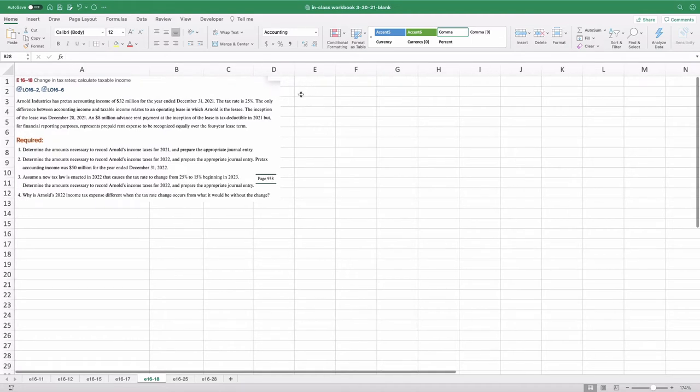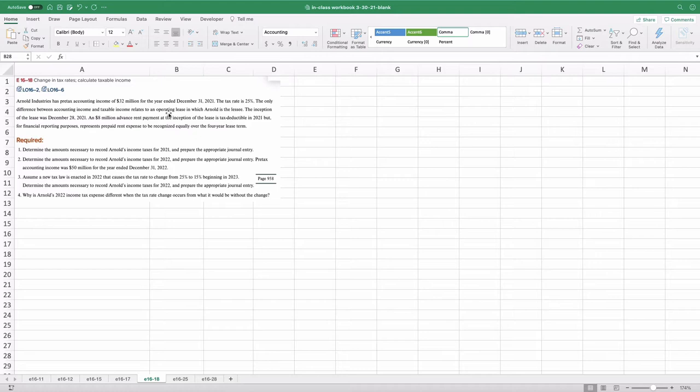So this is exercise 16-18, and it's Arnold Industries has pre-tax income of $32 million for the year ended December 31st of 2021. The tax rate is 25%. The only difference between accounting income, which I refer to as book income, and taxable income relates to an operating lease in which Arnold is the lessee. The inception of the lease was December 28th of 2021.